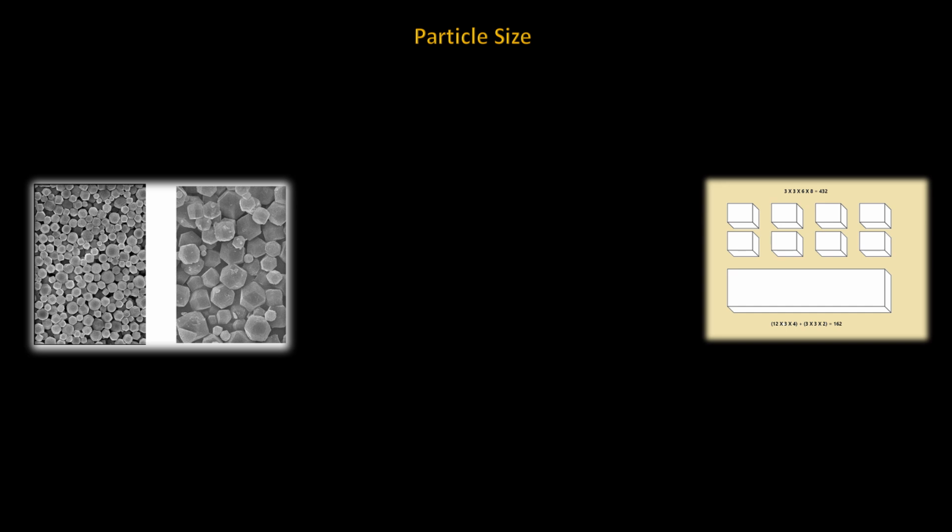Now this could be centimeters, could be nanometers, whatever. Now if these 8 cubic crystals were combined into one large crystal, it would have 4 surface areas of 12 by 3 and 2 surface areas of 3 by 3.